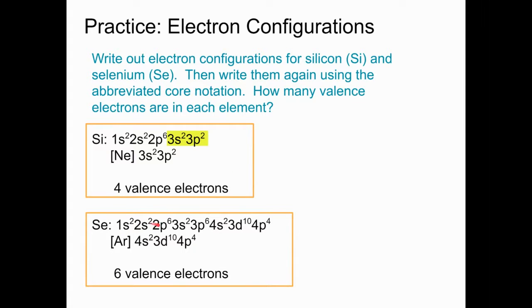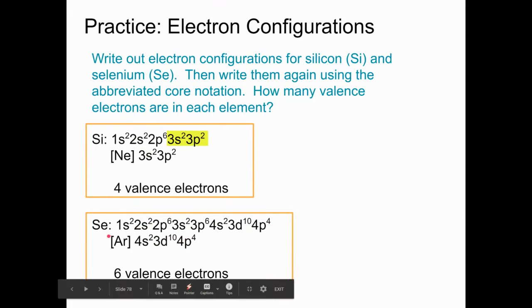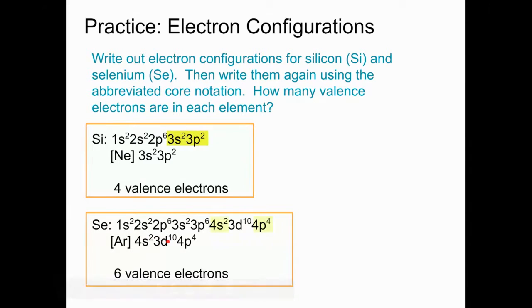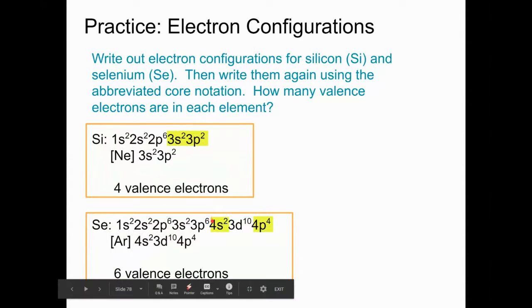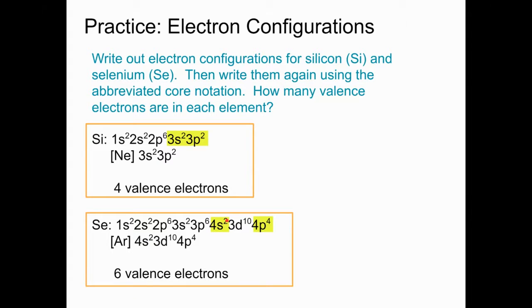Then for selenium, we're going all the way to 4p4. Hopefully you found that on the periodic table. And then you want to abbreviate it with the previous noble gas, which is argon. And then you still want to keep these 3d10 in here. But the valence electrons are the ones that have the highest principal quantum number, so that's 4. So this is 2 plus 4, 6 valence electrons. So even though the 3d10 is between there, it's a 3, so it's not counted in those valence electrons.